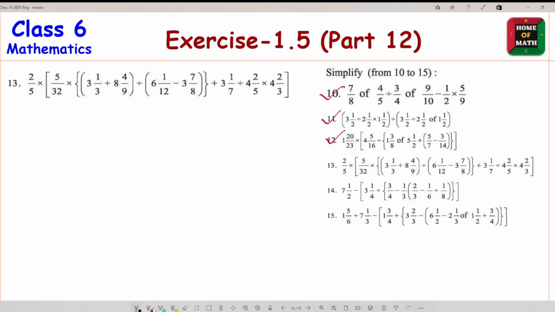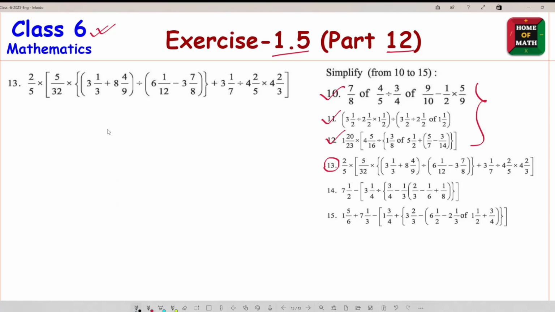Today we are starting Part 12, exercise 1.5, class 6. Please note that the simplification of fraction numbers 10, 11 and 12 we already solved earlier. You will get the video link in the description and also in the first comments. Now we will start number 13.